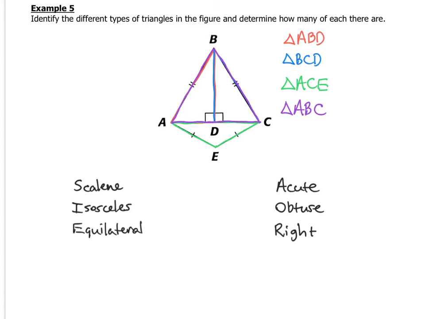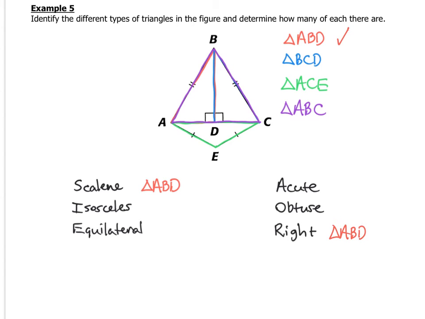Okay, so let's start with triangle ABD. Triangle ABD has no sides congruent, and so therefore I could call that a scalene triangle. Triangle ABD also has a right angle, as you can see here, and so I would call that a right triangle as well. Okay, so we've classified triangle ABD now.